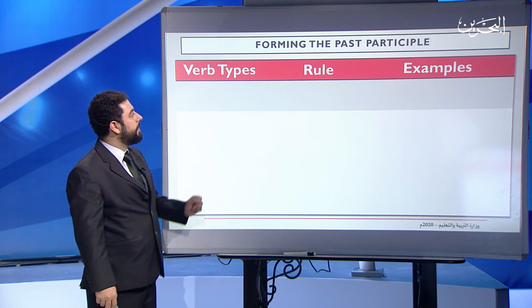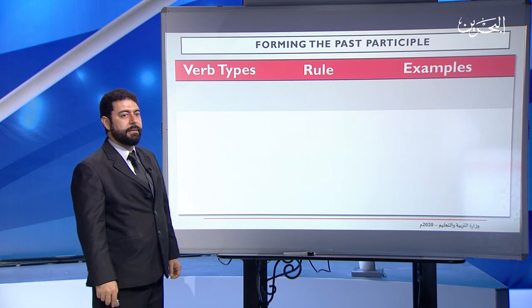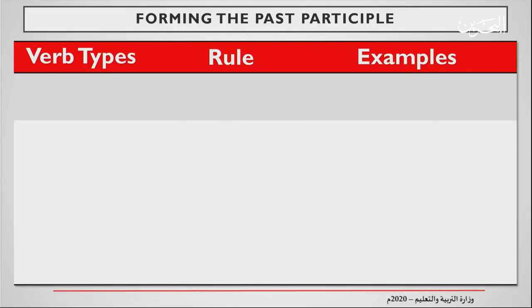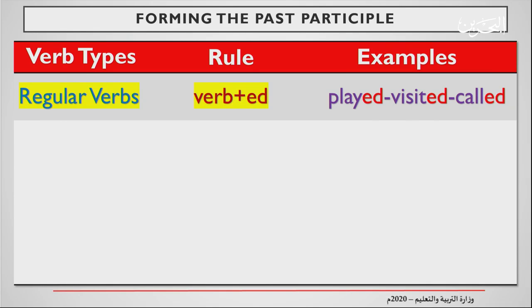So, forming the past participle. You see, the past participle is very important in forming the past perfect. So verb types, we have 2 categories. The first one is regular verbs, and the rule is simple. You have verb plus ed. For example, play: you just add ed to it and it becomes the past participle. Visit becomes visited. Call becomes called.